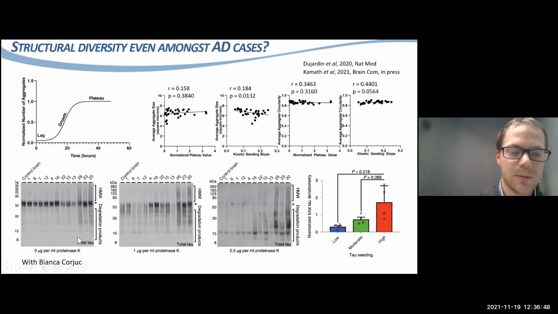And so we did digestion of this high molecular weight tau using different concentrations of proteinase K. And what you can see here is that you have different degradation products that are more resistant in some cases than other cases. And that is significantly different in high versus moderate or low seeders, clearly showing that you have structural differences between patients.